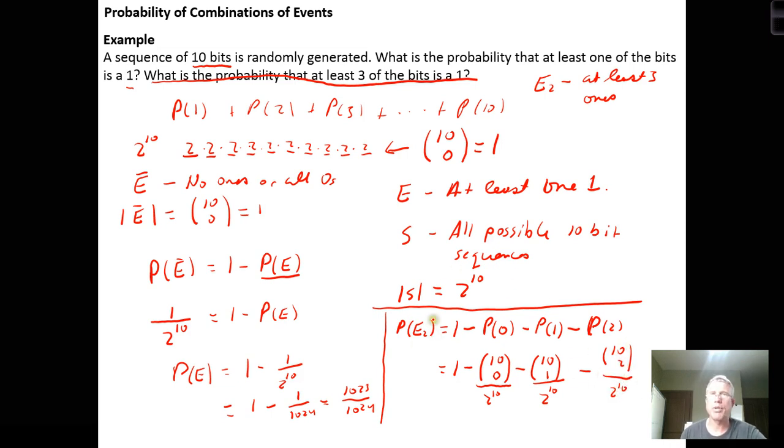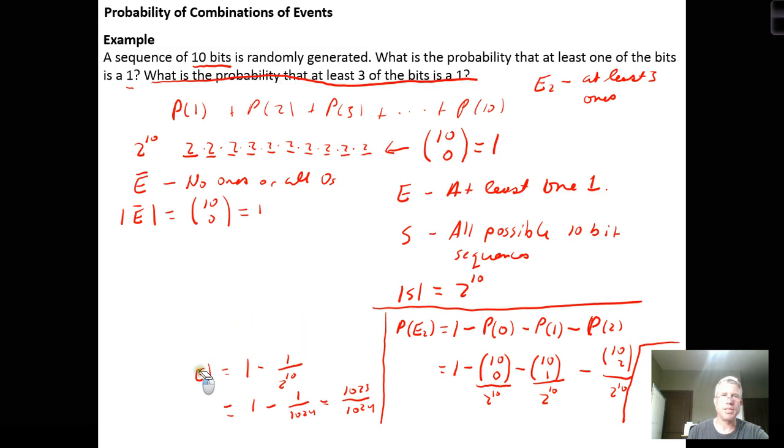So the probability that I have at least 3 would be 1 minus the probability that I have no 1s, minus the probability that I have exactly 1 1, minus the probability that I have exactly 2 1s. And now to calculate this out, I'm getting into a bad spot over here because that's where my head is probably showing up. So I'm going to erase this for a second. I need to give myself some writing space.